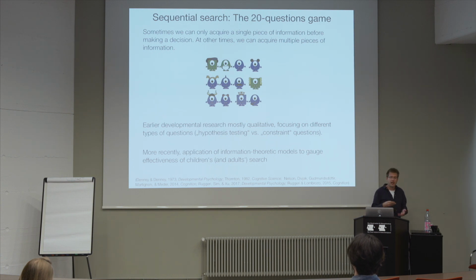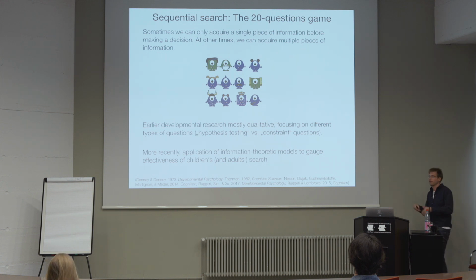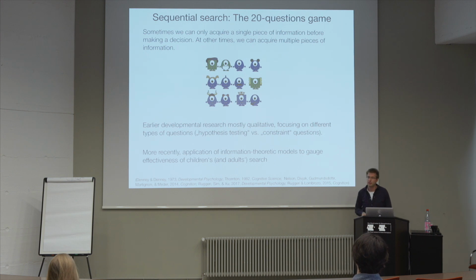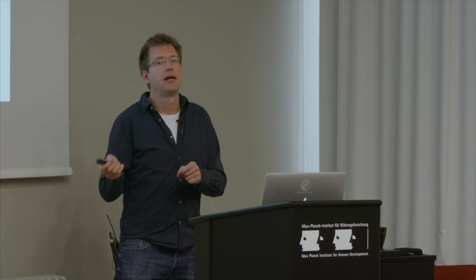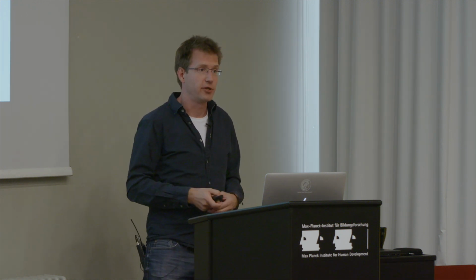Then, when children get older, they ask what are called constraint-seeking questions, so they query features that are possessed by multiple objects. They might first ask about color, or whether the monster has a pattern, or things like that. And more recently, information theoretic models have been applied to these kinds of tasks, especially information gain, which has the advantage that you can quantify questions' usefulness and get a more fine-grained picture of developmental trajectories and how sensitive children are to varying structures in their information search.